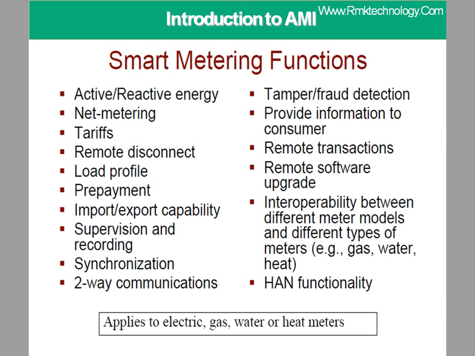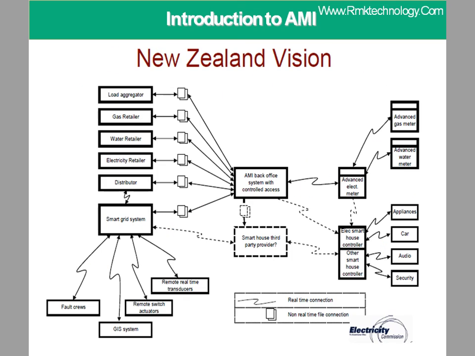This slide depicts functions that can be used in the AMI system: active and reactive energy, net metering, tariffs, remote disconnect, load profile, prepayment, tamper and fraud detection. This slide shows what one end-to-end smart grid vision looks like. It is the vision of New Zealand, connecting every stakeholder of the utility into one network, including retailers, distributors and transmission, with systems including back office, GIS, AMI and ERP.